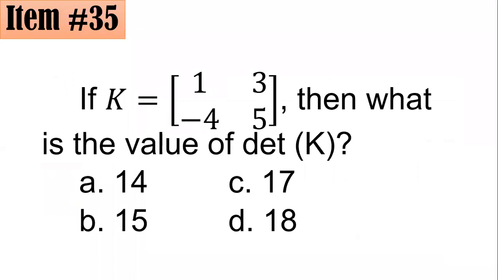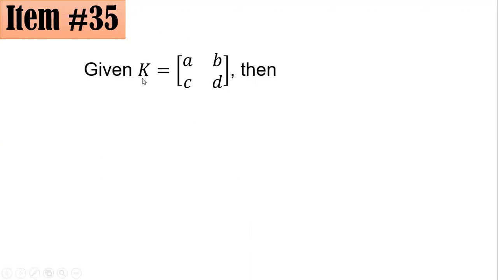35. If K equals this matrix, then what is the value of the determinant of K? 14, 17, 15, or 18? To get the determinant of a 2 by 2 square matrix, the formula is quite simple. If we have this matrix K with these entries in the 2 by 2 matrix, then to get the determinant, you just have to multiply first A times D.